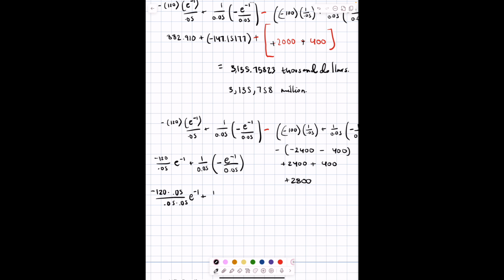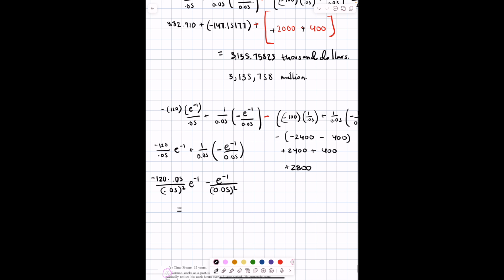Now I have this: minus e to the negative 1.05. And I actually just write 0.05 squared. That's just what these simplify to.